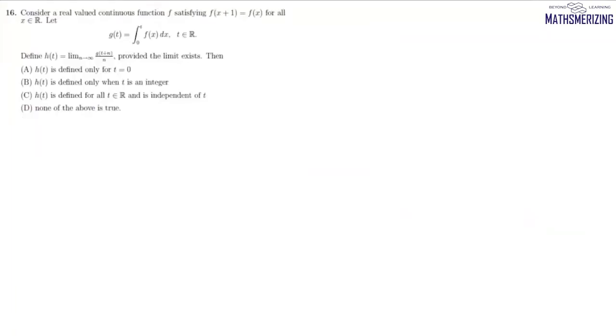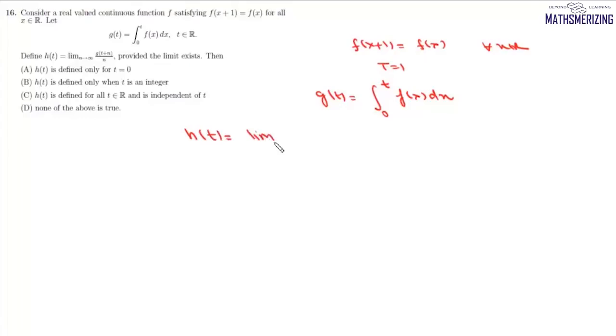Now question number 16 is, consider real valued function f satisfying fx plus 1 equals fx for all x belongs to R. That means this function is periodic with period 1. We are given that gt is this integral from 0 to t fx dx, and we have defined this function ht as this limit n tends to infinite g t plus n upon n.